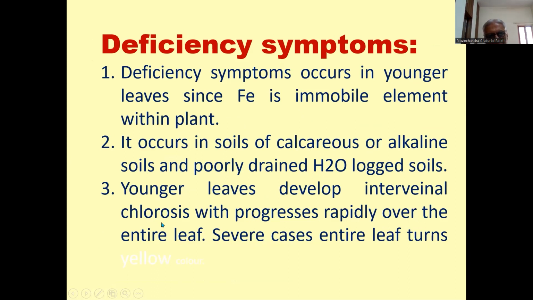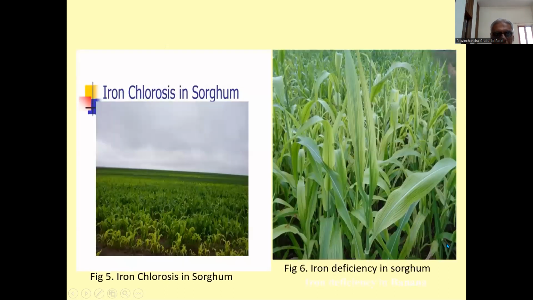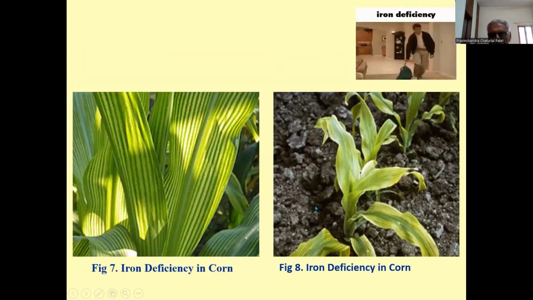Younger leaves develop interveinal chlorosis, which progresses rapidly over the entire leaf. In severe cases, the entire leaf turns white. So here is iron chlorosis in sorghum. You can see interveinal chlorosis: the veins remain green, but the other portion becomes chlorotic. It is characteristic of iron deficiency, and you will observe it in the top leaves and not in older leaves.